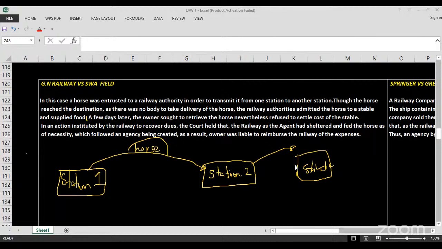Okay. So now what the court is telling is, okay, this railway station has been acting as an agent, and they have sheltered your horse, they have looked after your horse and they have given all its necessities. It's your liability now; you should have come and taken the horse at the right time but you were unable to. Therefore, the court is saying yes, the horse owner has to reimburse the expense to that person. That's what this case is mentioning.